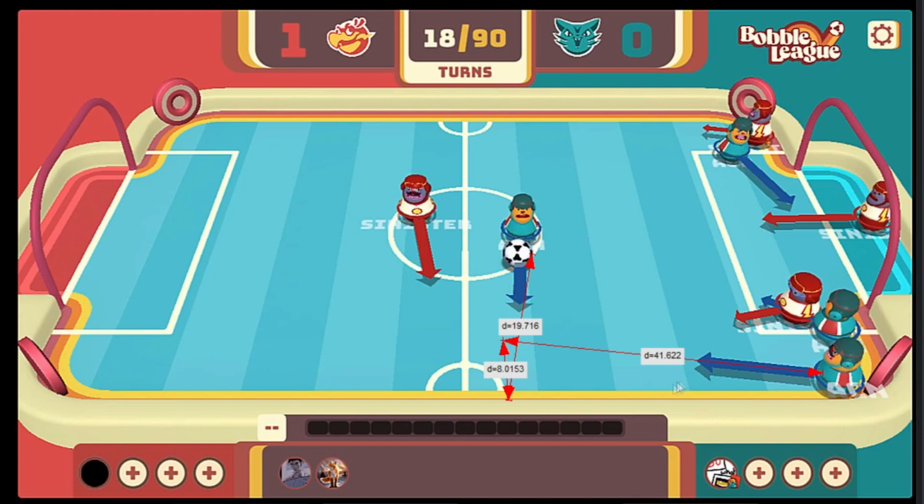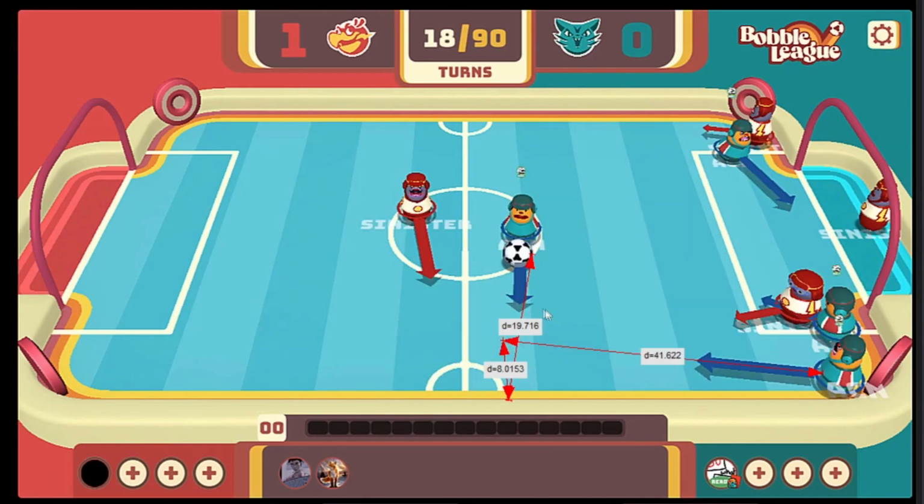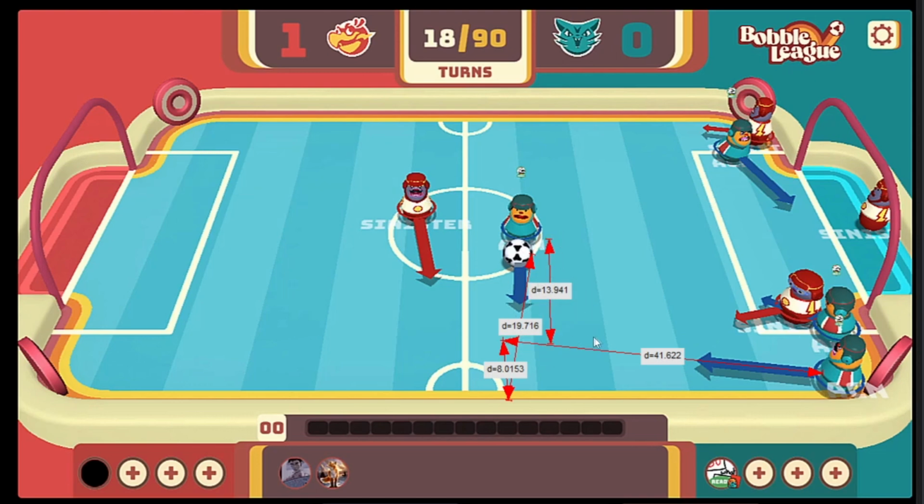The distance results are 41.6 units for the Bobble and 19.7 plus 8, which totals 27.7 units for the ball. Therefore, there is a difference of 13.9 units in the distance. Now, let's examine how this discrepancy translates in the field. Surprisingly, all this distance is lost in the ball's path. In the following chapter, we will delve into the reasons behind this disparity.